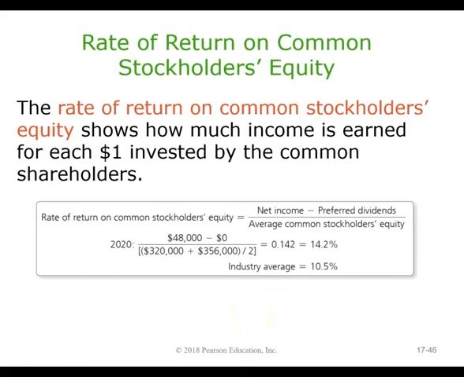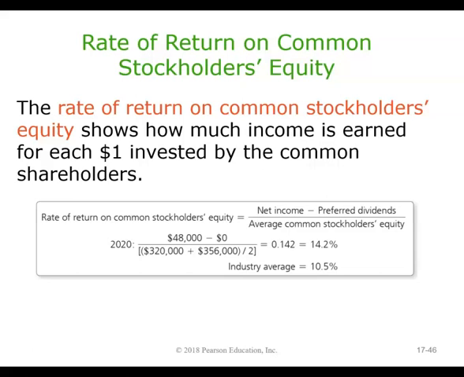Rate of return on common stockholders' equity. So now we're getting into those that an investor, somebody that bought company stock, would be very interested in. This is going to show how much income is earned for each dollar invested by the common shareholders. So you put net income as your numerator, but you subtract out preferred dividends. The reason we subtract out preferred dividends is that those are promised to preferred stockholders, and this ratio is to compute the rate of return just for the common stockholders.